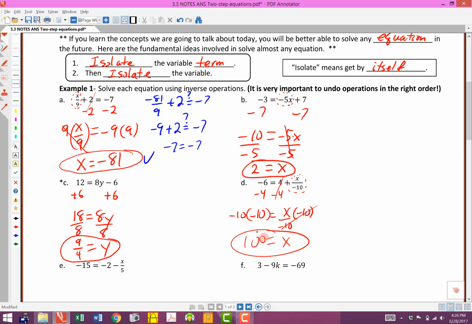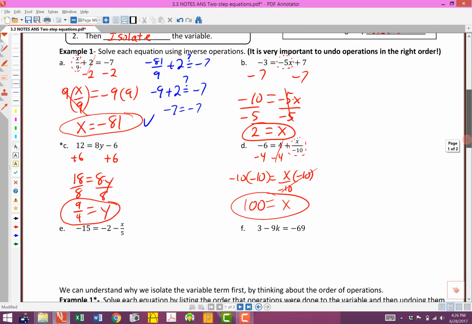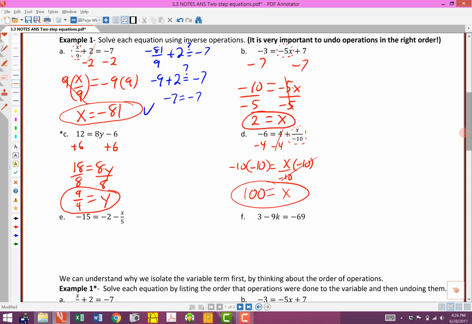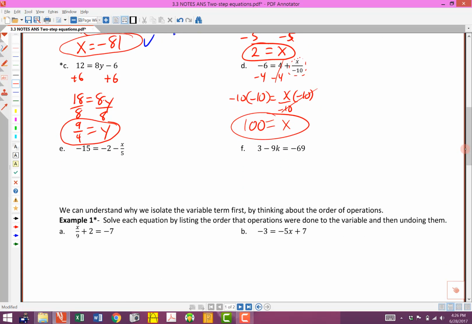Now, on this problem, it's a little bit unusual to see so many of the same numbers crop up, but totally okay. If you were to plug this in, it would make the equation true, and that's the whole point. So don't get freaked out if some numbers look the same or something like that. All right, let's take a look at this one right here.